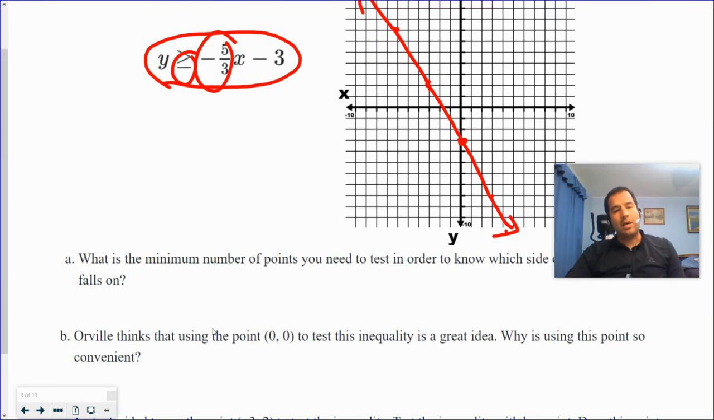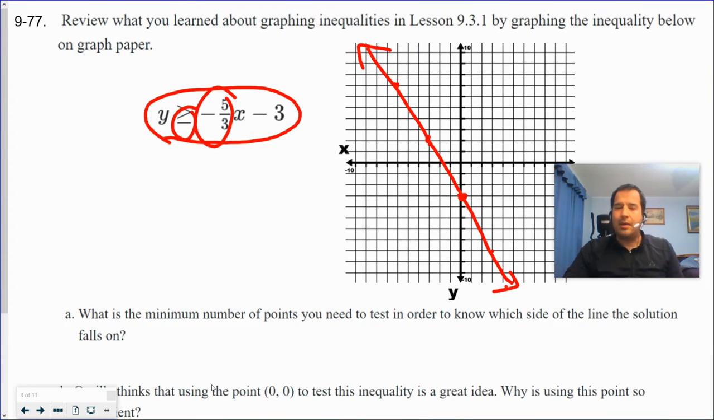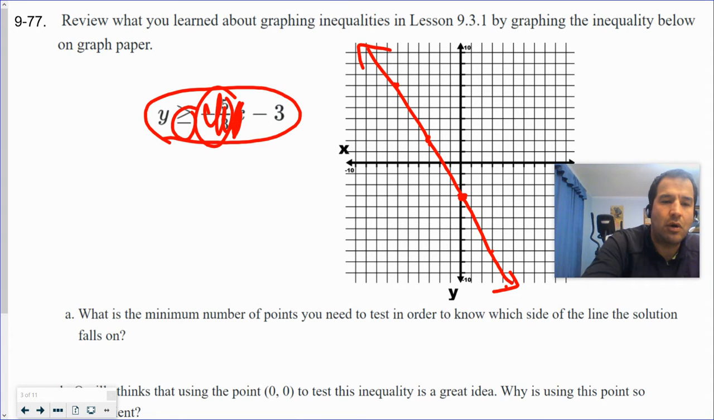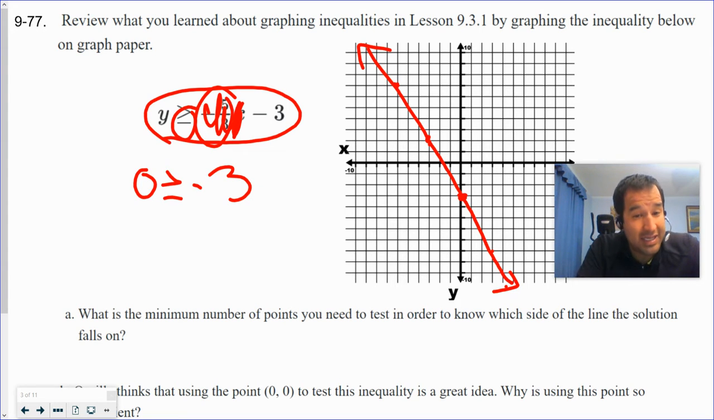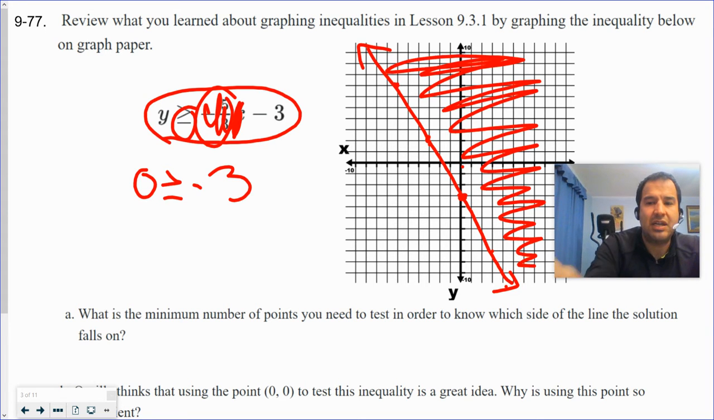Cool. Orville thinks that using (0, 0) to test the inequality is a great idea. Why is using that point so convenient? Well, it's convenient because it basically eliminates this part right here, to where all you have is 0 is greater than or equal to -3. And since it is, (0, 0) is there, so everything on this side gets shaded in, and that is the answer. So using (0, 0) eliminates the variable with the slope, and it just gives you basically comparing 0 to the y-intercept, which makes it a lot easier.